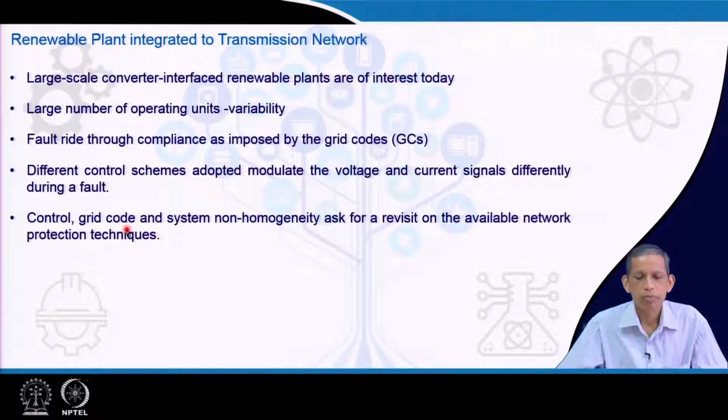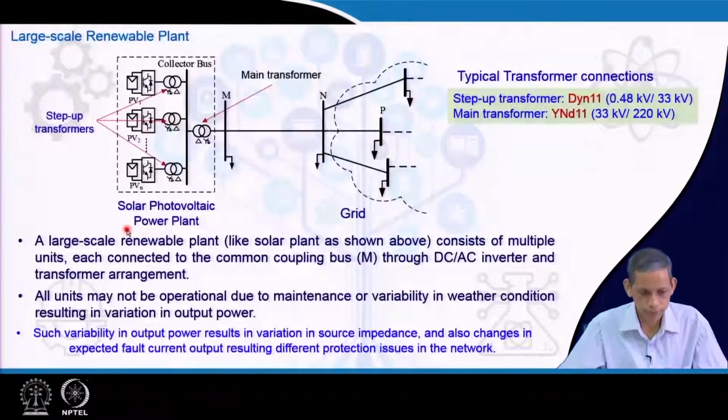Control grid code. Another point, system non-homogeneity, which we already talked about from the distance relay perspective, the impedance angle, that is a challenge, that is there is a difference in that perspective, and that is why I can say that network protection is under scrutiny.